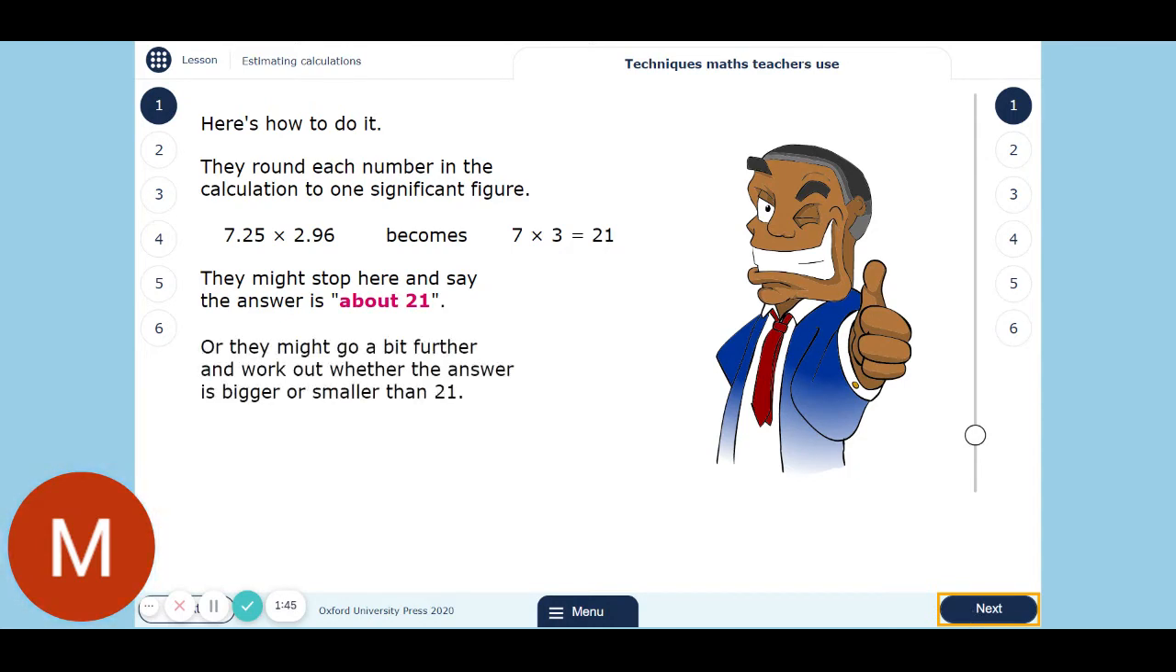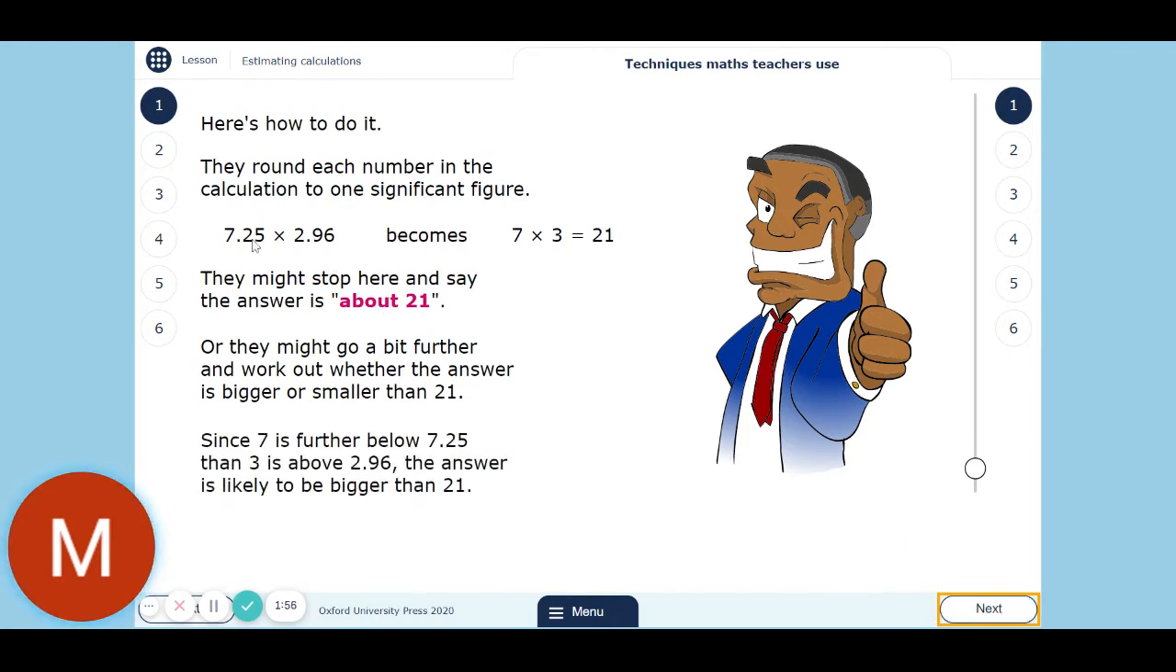So if you have a look at how much we did as far as rounding goes, we rounded the 7.25 down by 0.25. So the real answer's going to be quite a bit bigger than this 7. And we rounded the 2.96 up, but only by a very little, by 4/100ths, compared to 25/100ths, which we rounded down. So that's how we know it's going to be a little bit more. Okay? So that's how they can say just over 21.